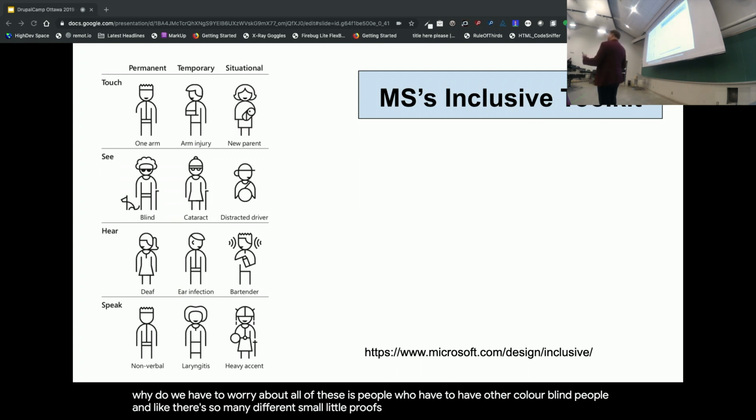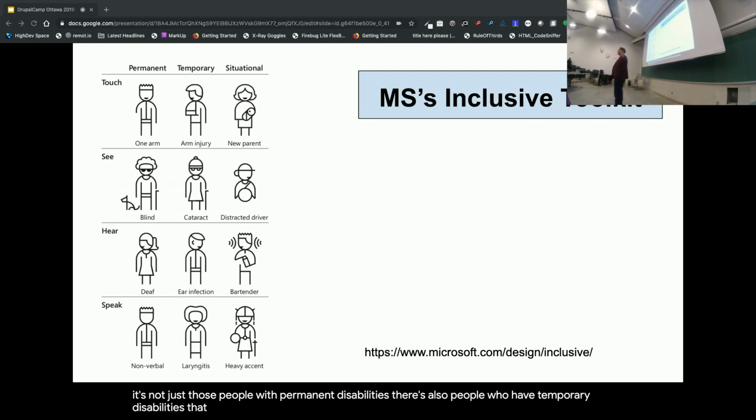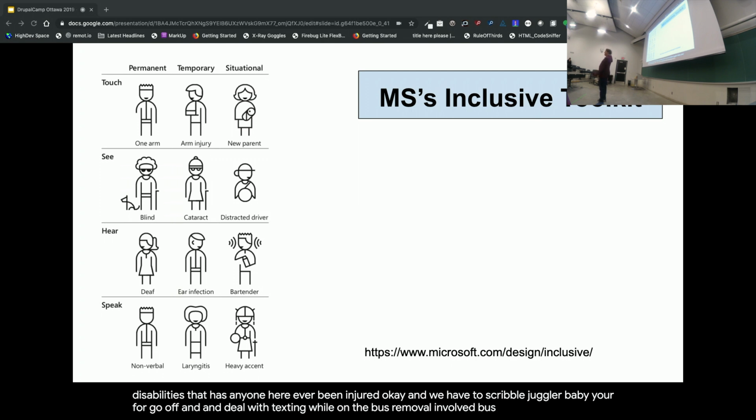But if you look at accessibility and say it's not just those people with permanent disabilities, there are also people who have temporary disabilities. Has anyone here ever been injured? Okay, and what about people who've been in situations where using a computer is a bit awkward and difficult, where they have to juggle a baby or deal with texting or emailing while on the bus on the way to work? I mean, there's definitely a bunch of us that have situations where it's less than ideal.